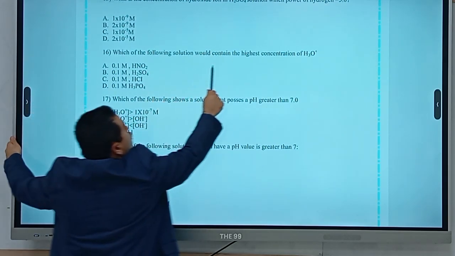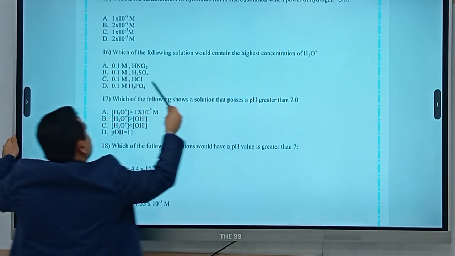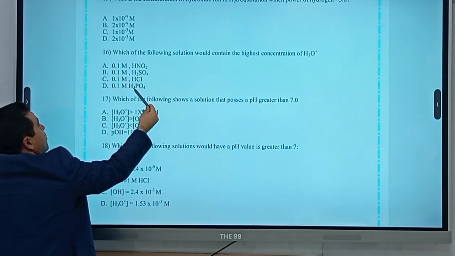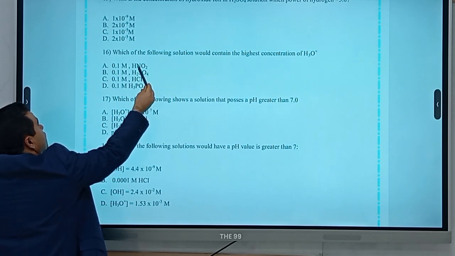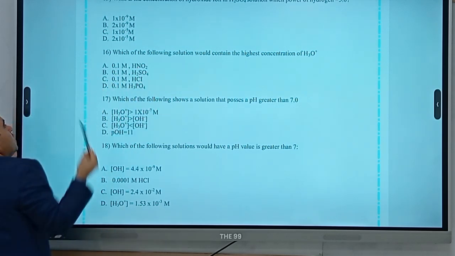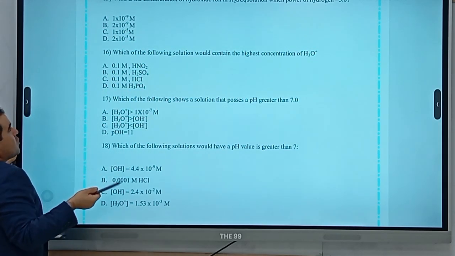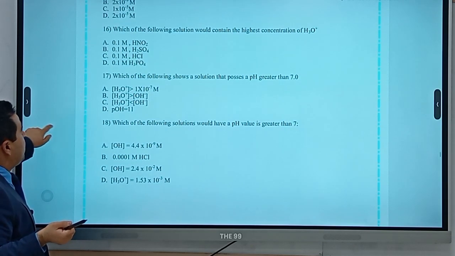Which of the following solutions would contain the highest concentration of hydronium? H3PO4, HCl, H2SO4, HNO3. So the H2SO4 has the highest concentration of hydronium. B is the correct answer.